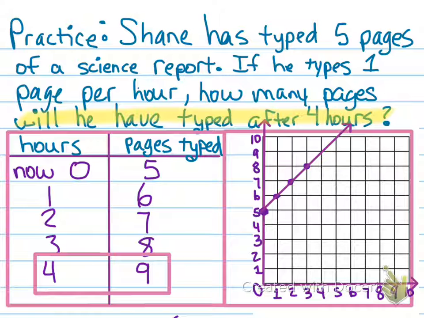Let's see, did we graph 4, 9? 4, 9, which would be right there. So the ordered pair 4, 9 represents our answer. After 4 hours, he will have typed 9 pages.